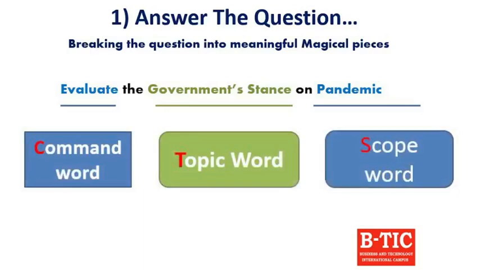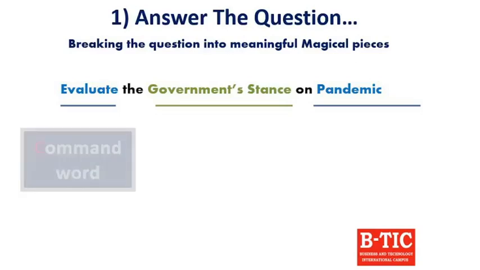The command word, the magical piece number one, in this question is evaluate. You might have heard of command words before. Analyze, describe, explain. These are all examples of command words. Number two piece is the topic word. In this question, government's stance. That's the topic that your answer is limited to and focused on. The scope of the question is pandemic. Your limit is pandemic. You never write anything beyond the pandemic. So: command word, topic word, scope word.